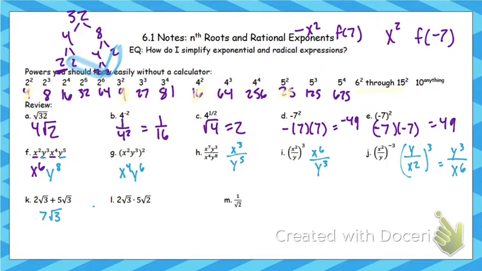Multiplying, though, it's okay if it's different numbers under the root. So when you multiply the outside numbers together, they stay outside the root. You multiply the inside numbers together, and they stay inside the root. And then finally, rationalizing. So rationalizing is getting the square root out of the bottom. So what you do is you multiply by that square root, top and bottom.